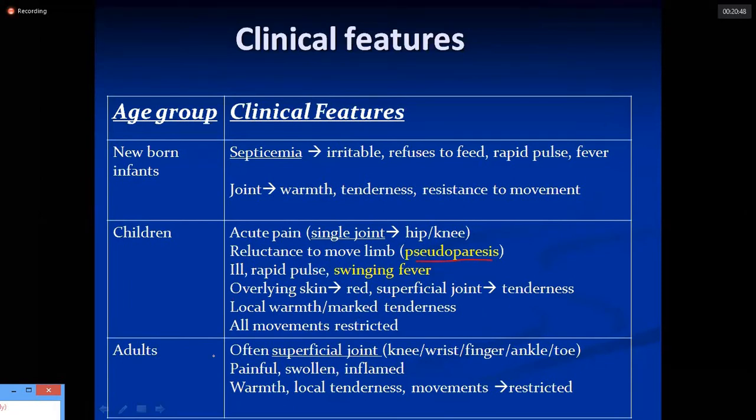In adults, usually the superficial joints, the knee, wrist, finger, ankle or toe, will be involved. There will be local tenderness, and the movement of the joint will be restricted. This is one of the most important differentiating features between septic arthritis and acute osteomyelitis. Since the joint is involved, there will be no or very minimal movement possible in the joint in septic arthritis. However, in osteomyelitis, some amount of movement of the nearby joint will be possible.